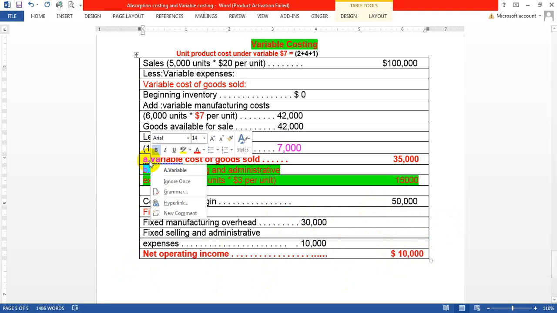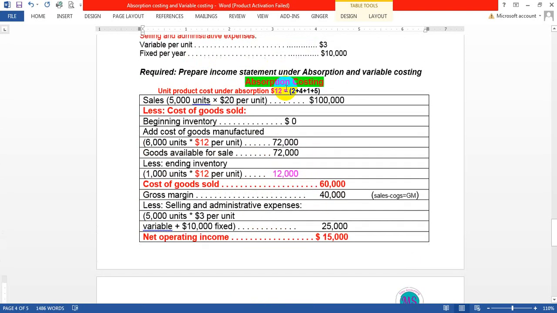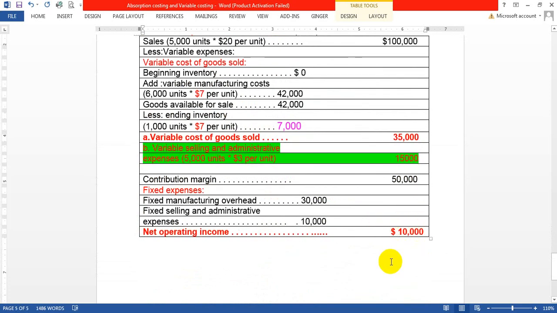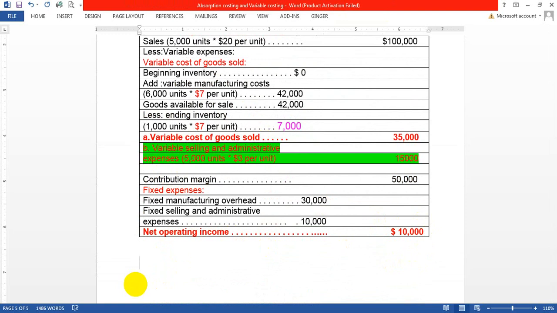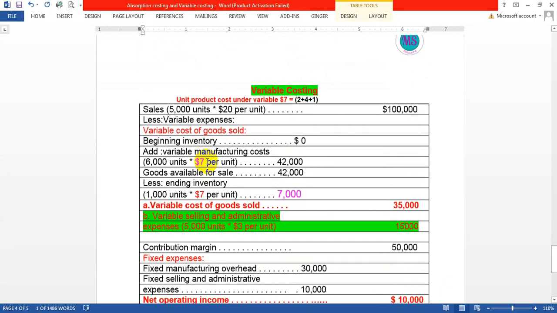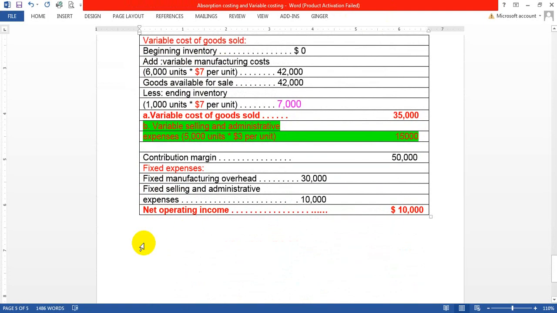The important thing I want to tell you is the difference. Net operating income in absorption costing is 15,000, which is greater than in variable costing, where it is 10,000. There is a difference of 5,000. See, my per unit cost is 12 in absorption and 7 in variable, so the unit product cost difference is 5 per unit. My ending inventory is 1,000, and multiplying ending units by 5 becomes 5,000.